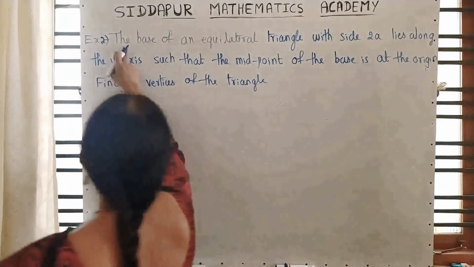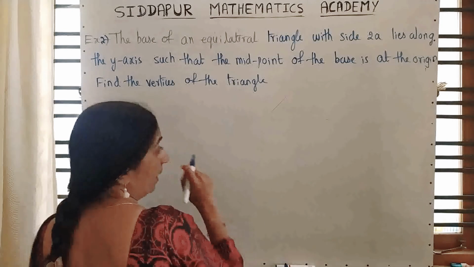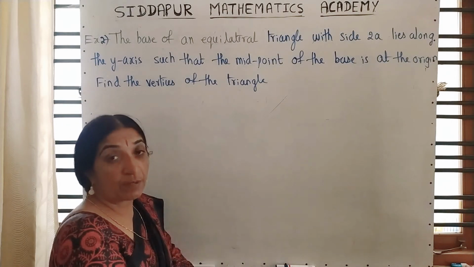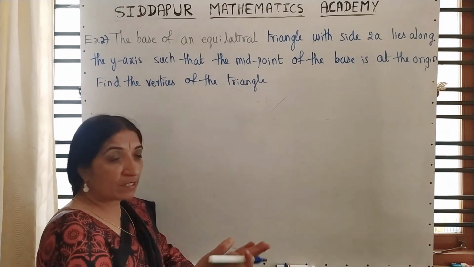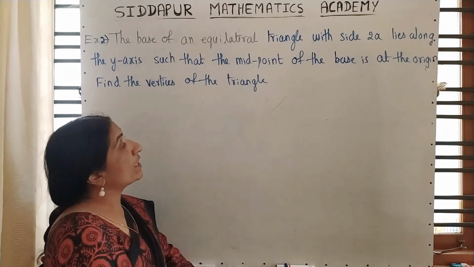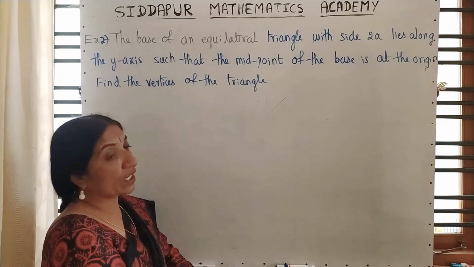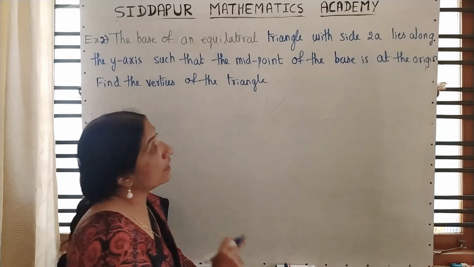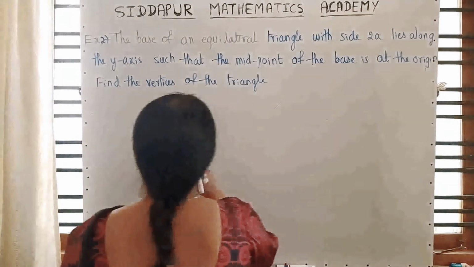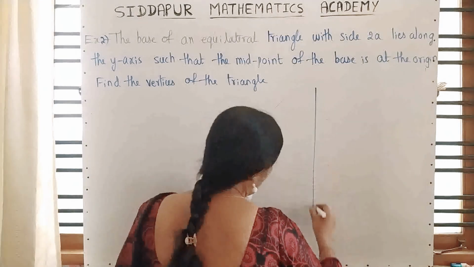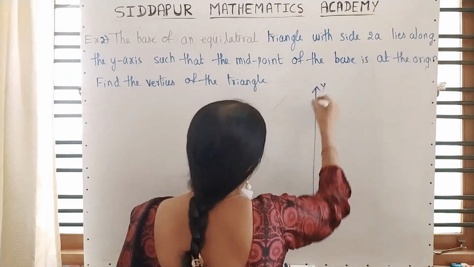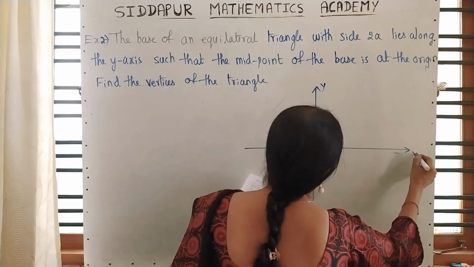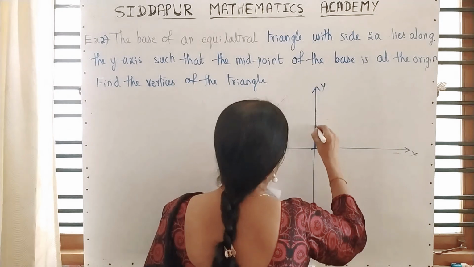See here, the base of an equilateral triangle. Equilateral means what? All the three sides are equal. Samabahu trikona. Base means pada. The base of an equilateral triangle with side 2a, all the three sides are equal to 2a, lies along the y-axis. This is y-axis, this is x-axis, and it is given that the base is on y-axis.